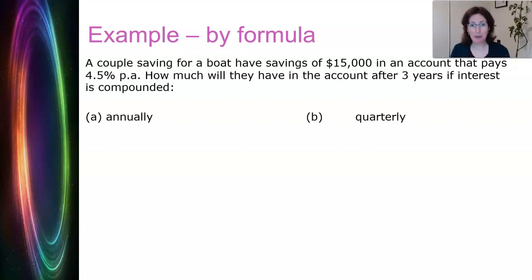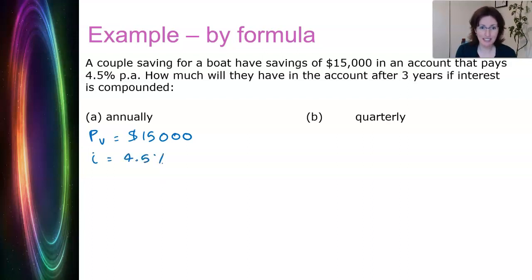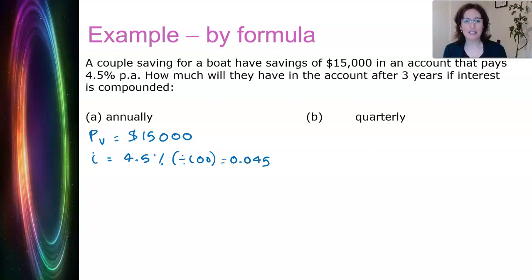A couple saving for a boat have savings of $15,000. So we could stop there. $15,000 is how much they have to start with. Which letter is that one? That's their principal value. PV is 15,000. You don't necessarily have to write the dollar sign. In an account that pays an interest rate, so the 4.5% PA. So this is our I, and it's 4.5%. But just a little reminder there that we divide by 100, and that gives us 0.045. PA is per annum, Latin for per year.